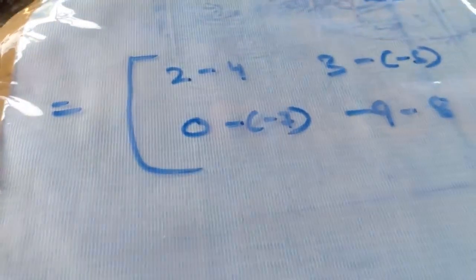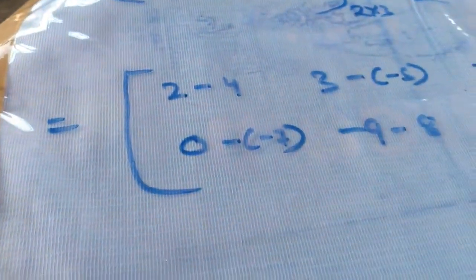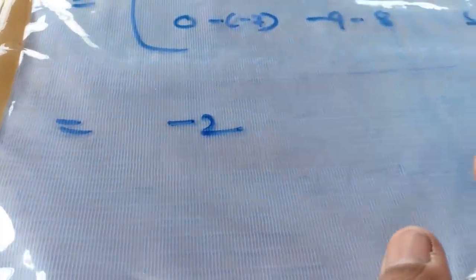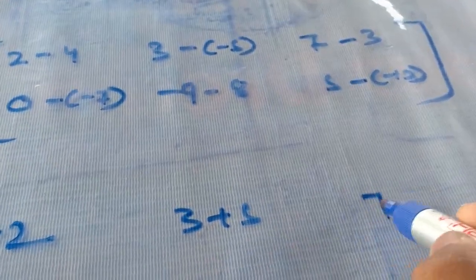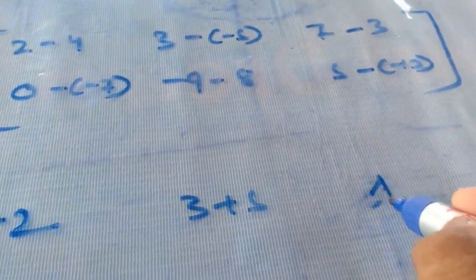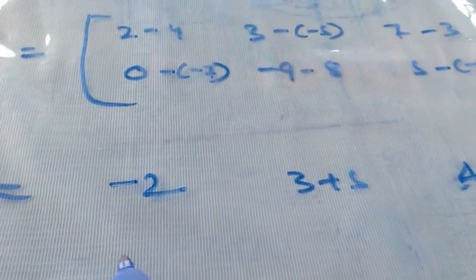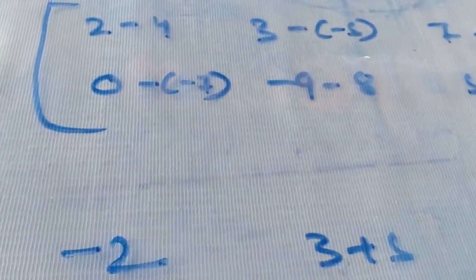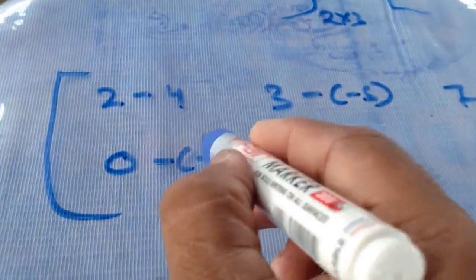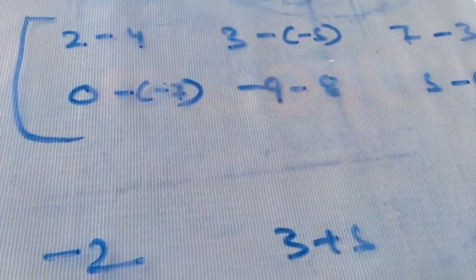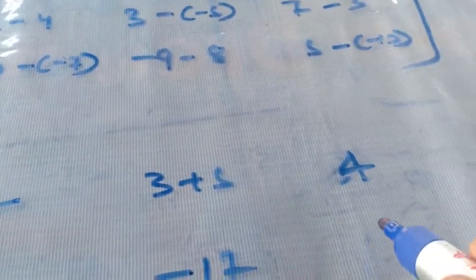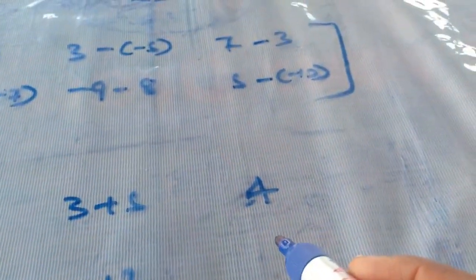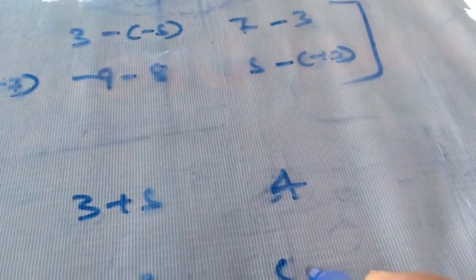Let us do the operation. 2 minus 4 is minus 2. Next, 3 minus 5 becomes minus 2... or write it as 3 plus 5, that is 8. Then 7 minus 3, that is 4. Directly you can write this one. Here 0 minus 7 is minus 7, so that will be plus 7 after the sign change. Next minus 9 minus 8 is minus 17, and 5 minus 10 becomes 5 plus 10.